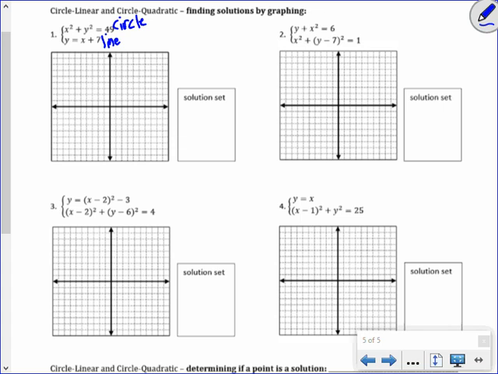What would the center for the circle be? 0, 0. Okay. And what would the radius be? 7. Okay, so let's graph the circle. I'm going to go from the center, the origin, and go out by 7. 1, 2, 3, 4, 5, 6, 7. That's a big circle.